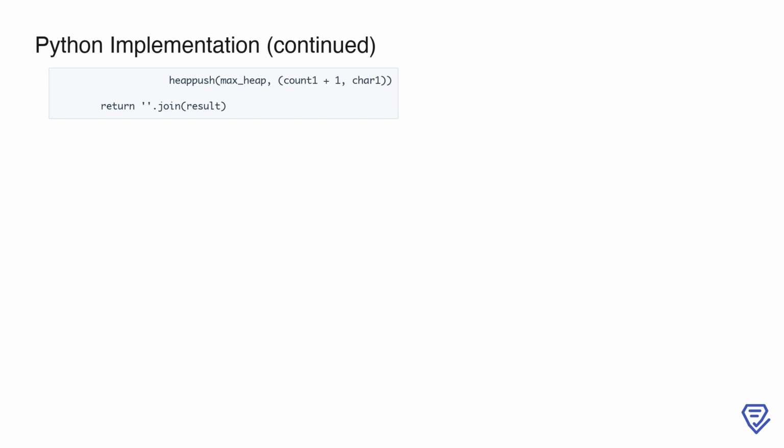If so, we push it back into the heap with its count decremented by 1, since we already used one occurrence. Finally, after the loop completes, we return the result as a single string by joining all the characters in the result list. This ensures that the generated string satisfies the constraints of the problem, where no 3 consecutive characters are the same, and it's as long as possible given the input counts of A, B, and C.